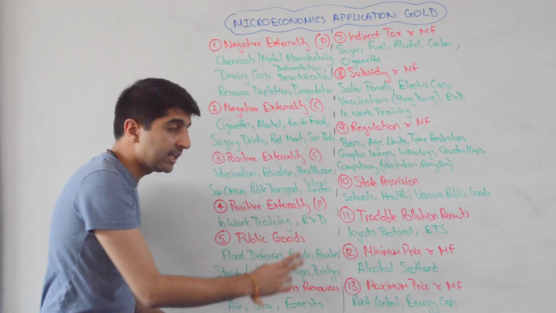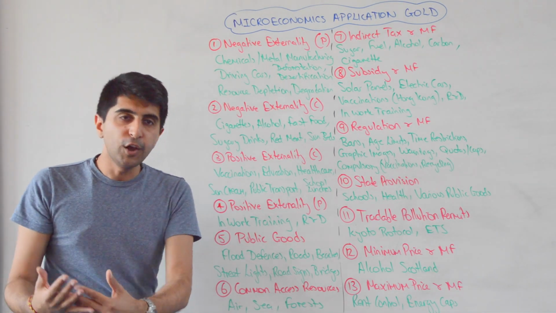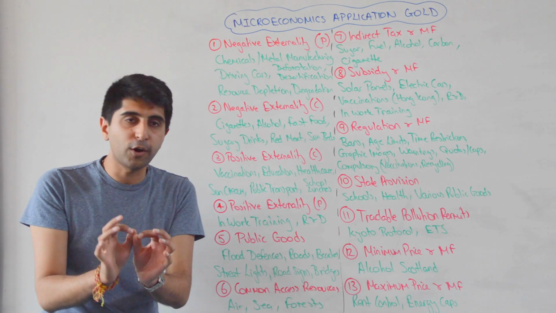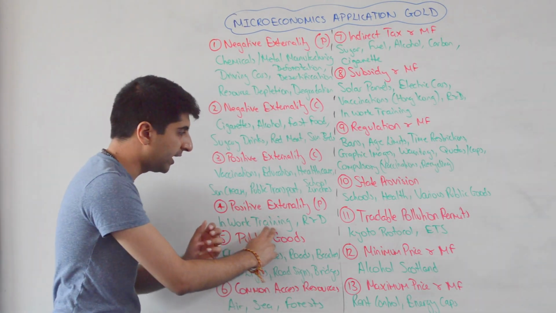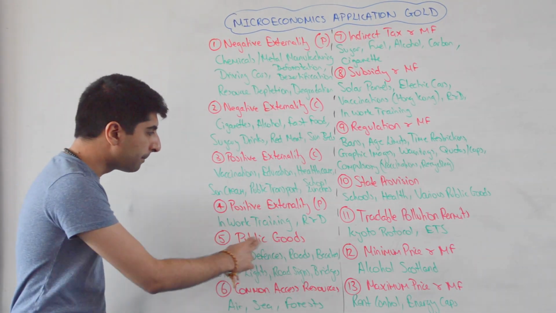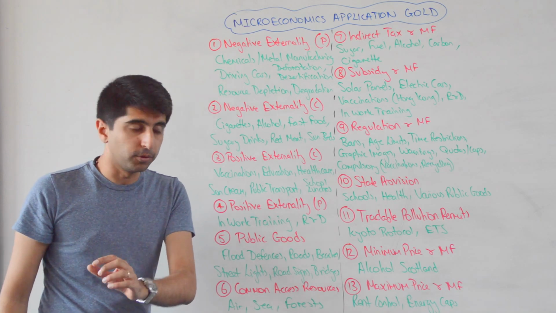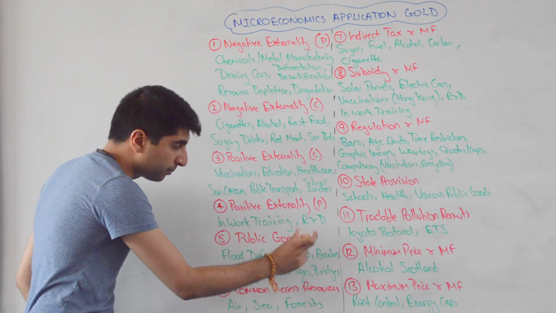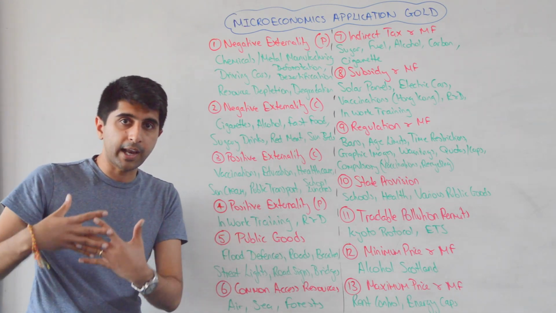In-work training and R&D. The third party here will be other firms who can poach workers, who can copy or steal technology without having to bear the very high costs of in-work training and R&D themselves. Public goods are non-rival and non-excludable. So you can say flood defences, roads, beaches, street lights, road signs, bridges. Apply all of these examples to the characteristics.